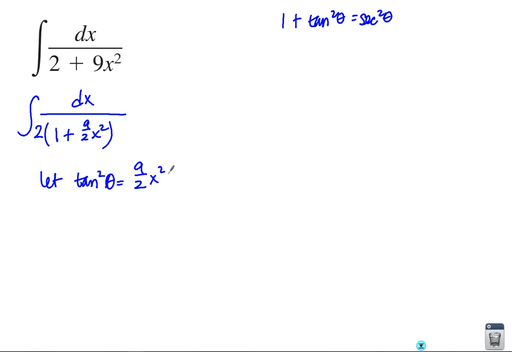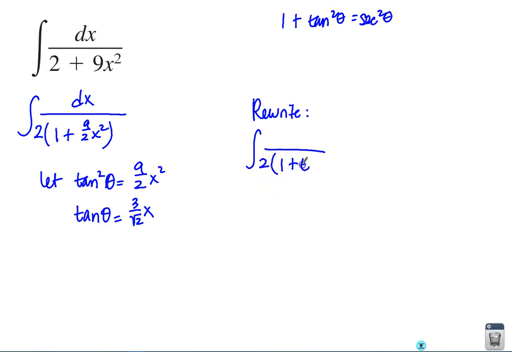Okay, which if I were to do that, that means that the tangent of theta is equal to, take the square root of everything, so 3 over root 2 x. Okay, so let me go ahead and start rewriting some of this over here. So you've got, let's see, the integral. I don't have an expression for dx yet, so I'm just going to leave that blank for right now. 2 times 1 plus tangent squared theta. All right, so I'm off to a good start, but I need to find dx right here.